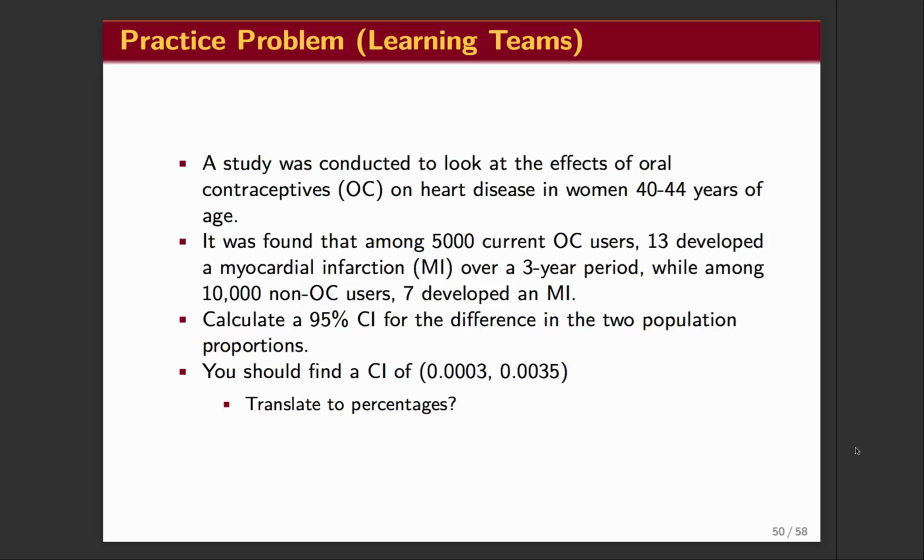Okay, so we're taking this from an actual study. We're looking at the effects of oral contraceptives on heart disease in women 40 to 44 years of age. We have 5,000 current oral contraceptive users. 13 of them developed a condition. I always love to make people actually say this word. Who wants to take a shot at saying it? All right, good. I've had so many funny experiences with people trying to ask questions about it. Swear words have occurred in the second part of it. It's always been funny. And among 10,000 non-users, 7 developed the condition.